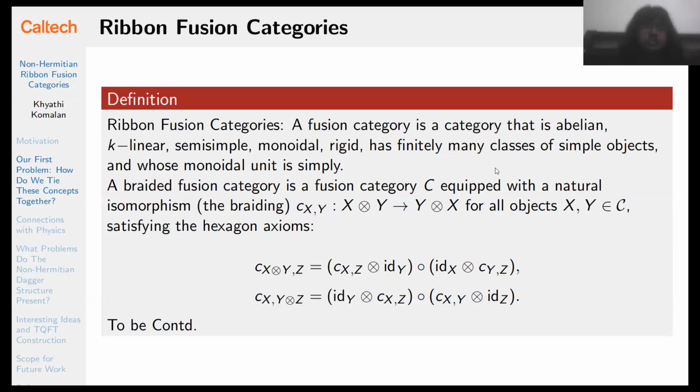So yeah, that's basically the idea that's being shown around here. A ribbon fusion category, as discussed before, would basically be a fusion category that has both a braiding and a twist equipped with it. A braided fusion category is a fusion category equipped with a natural isomorphism, or a braiding, satisfying certain properties known as the hexagon axioms, which are written here on the screen.